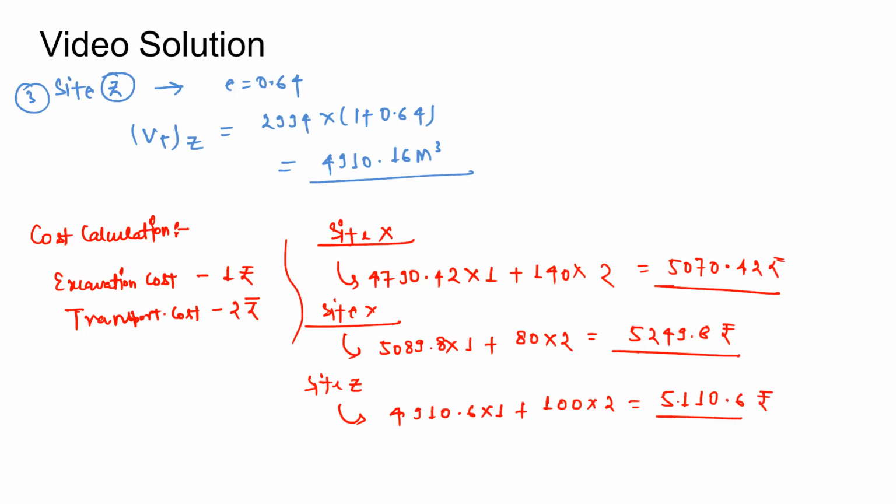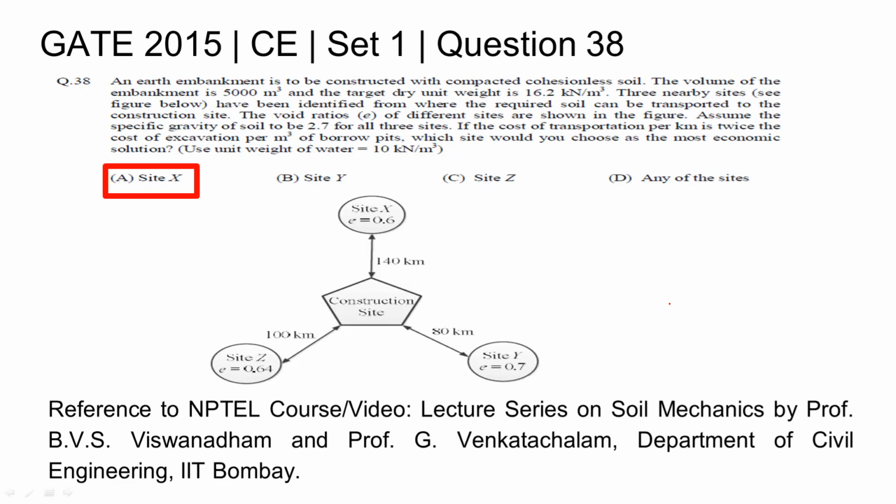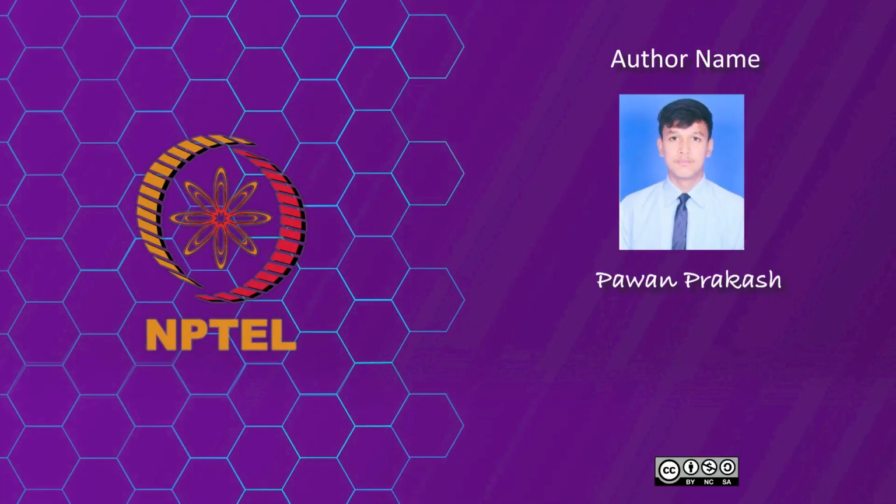Now if you see the costs at all three sites: for site X it is 5070, for site Y it is 5249, and for site Z it is 5110. Comparing all three sites, we can see that site X is the most economical, so site X is the right answer. For this question, site X will be the right answer because the cost at site X is less than at the other two sites. Reference to the relevant NPTEL courses or video has been cited.